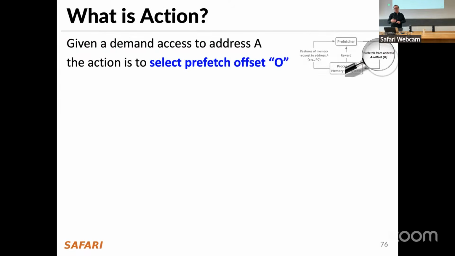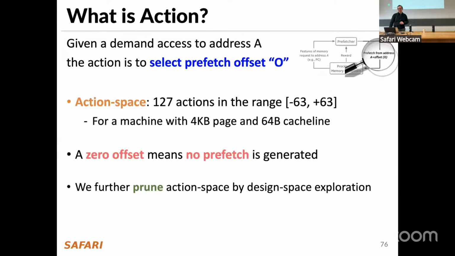What is action? Action is a bit easier. Essentially, given a demand access to address A, the action is to select prefetch offset O. That's the setup of the problem, right? This is a particular type of prefetcher now, offset-based prefetching. Now, action space, assuming you're keeping within the page, a 4 kilobyte page and 64 byte cache line, you have 127 actions, right? A zero offset means no prefetch is generated, and we further prune the action space by design space exploration.